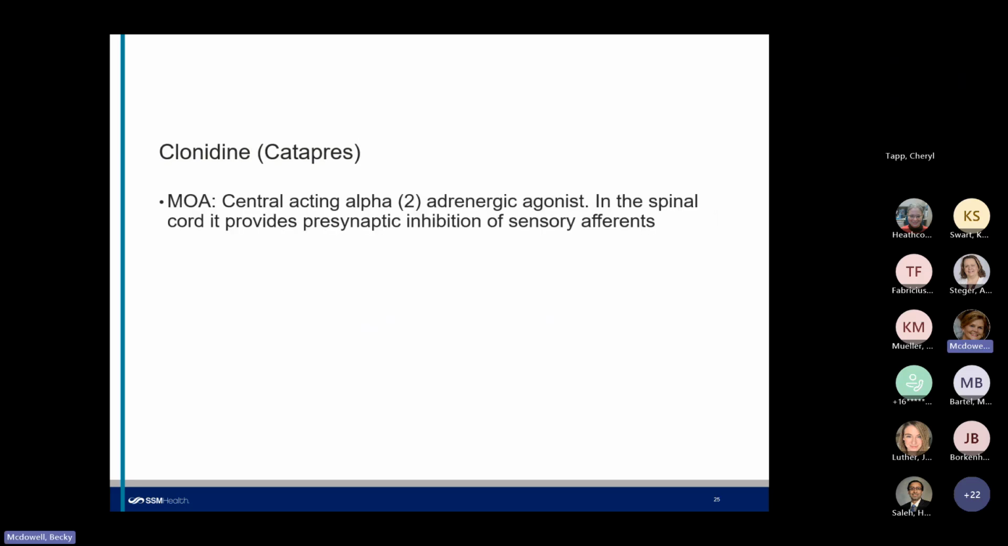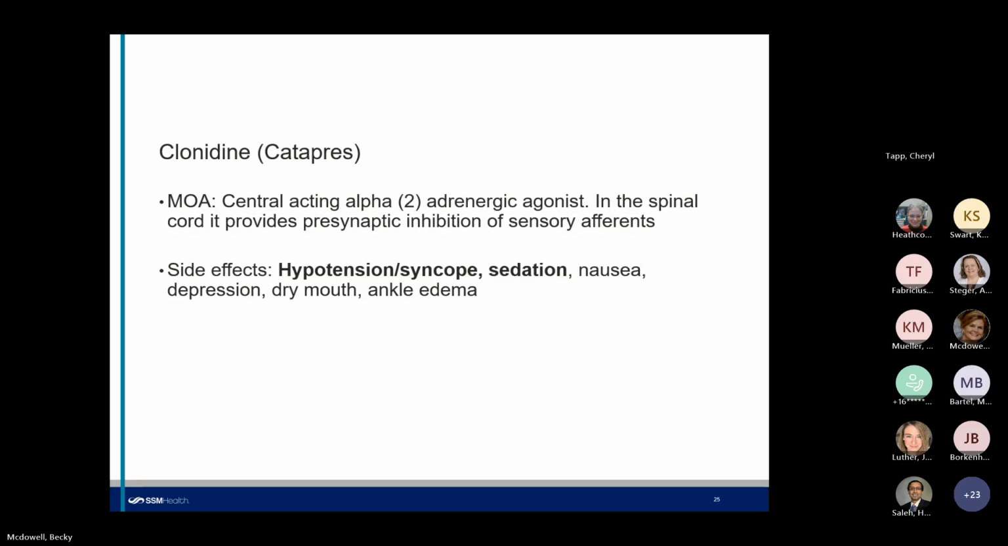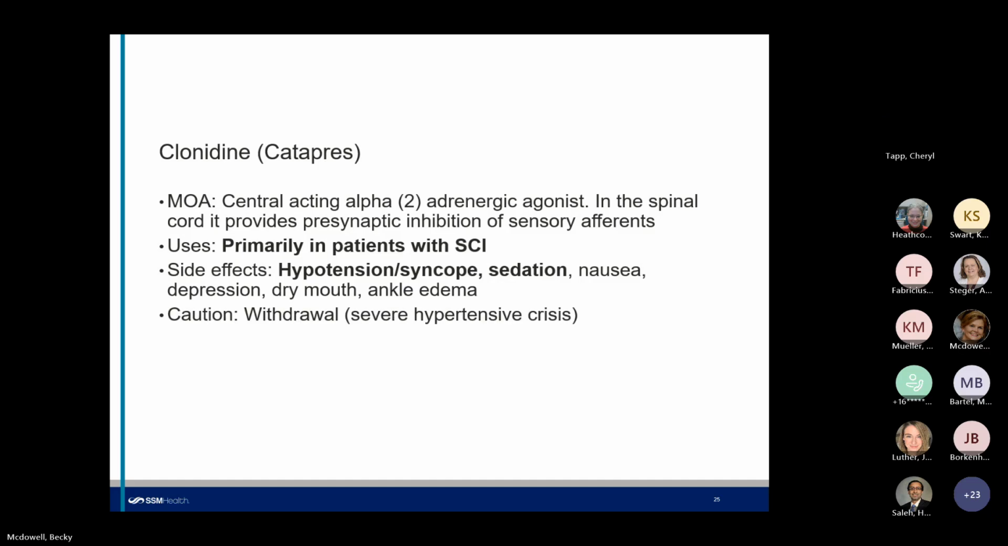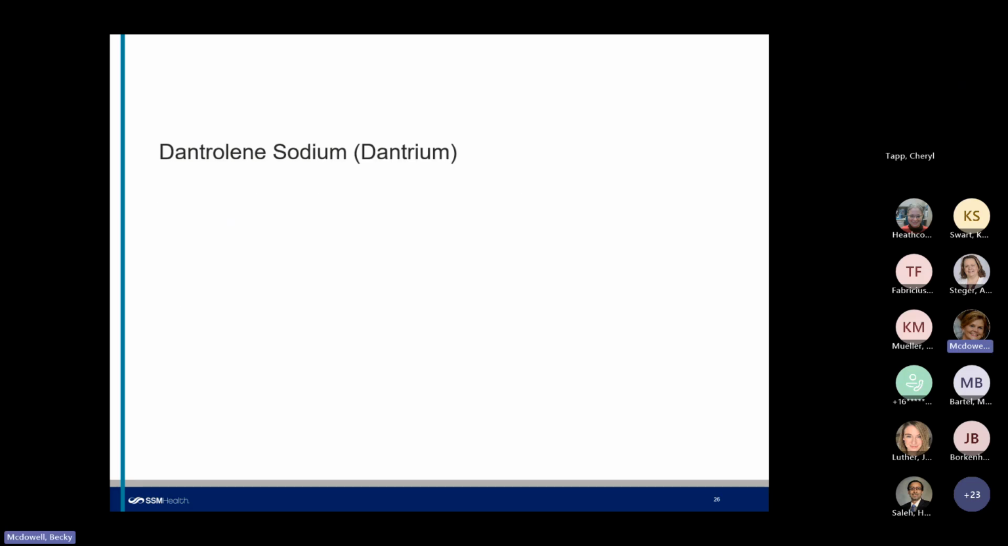Clonidine, I think most of us know what clonidine is. It's a central acting alpha-2 adrenergic agonist. In the spinal cord, it provides presynaptic inhibition of sensory afferents. It's mostly used in the spinal cord population for spasticity. Major side effects are hypotension, syncope, and sedation. This can also cause withdrawal if removed very quickly.